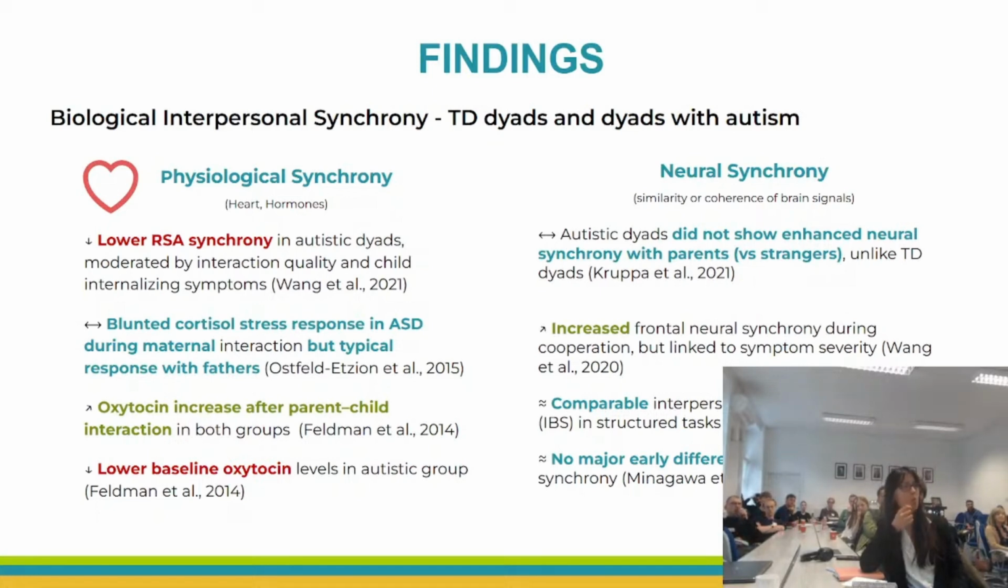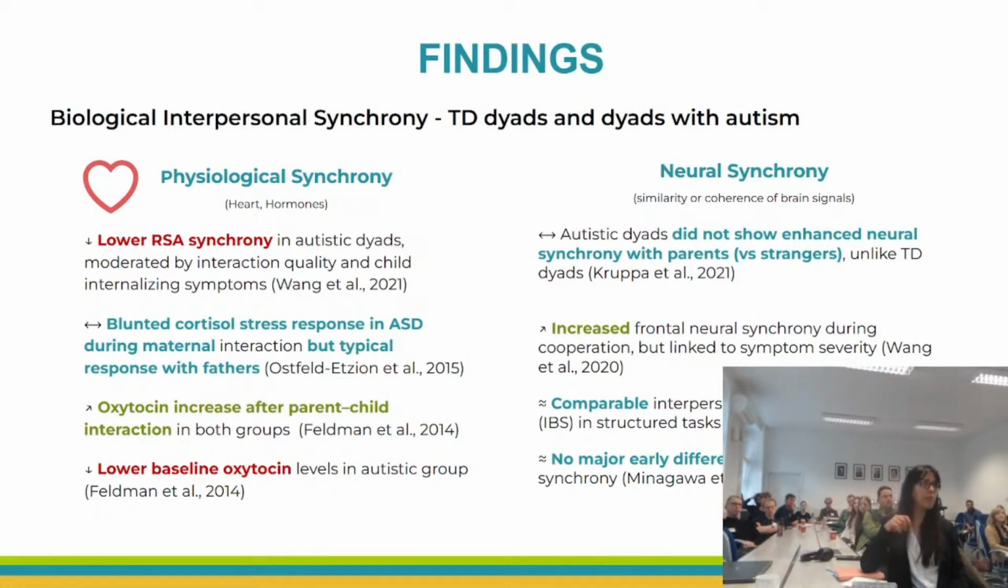In terms of hormonal synchrony, Feldman found that children with autism start the interaction with lower baseline oxytocin levels, but after interaction with a parent, both groups show a similar increase in oxytocin. So this speaks to a shared biological potential for attunement.